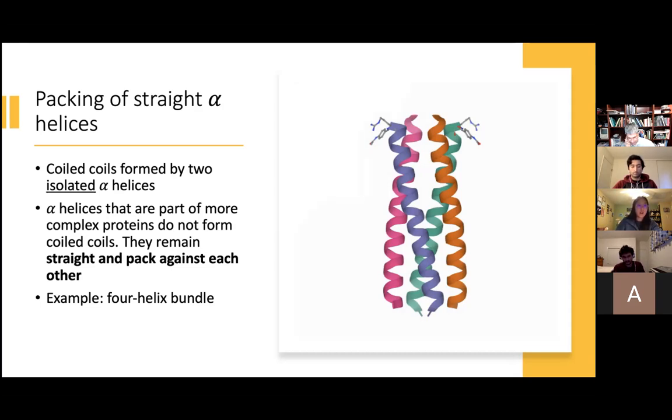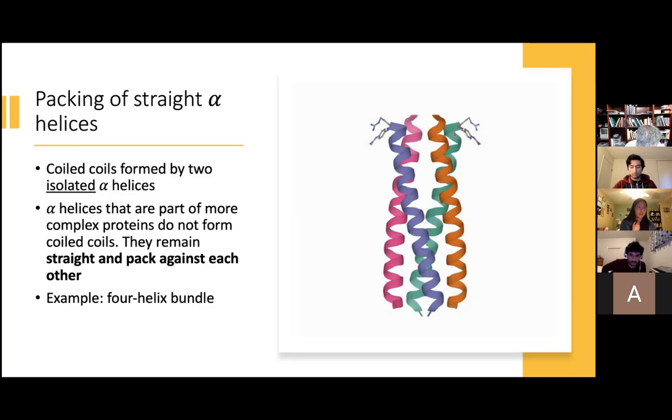So if you remember, isolated alpha helices in solution are not very stable because they could just as easily unfold and still fulfill their hydrogen bonding requirements with the solution. The solution can hydrogen bond with them. And so there's not really much motivation for these alpha helices to keep their conformation as helices. So the simplest way to stabilize these isolated alpha helices is just to pack them together.